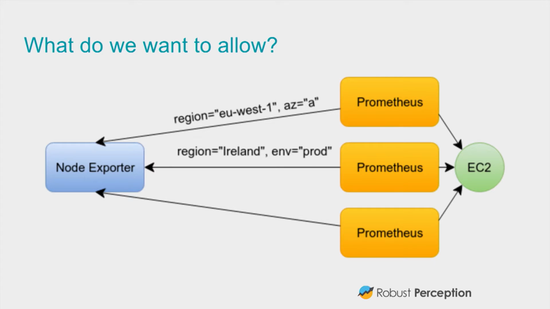Because what we want to allow is that people have different views of the world, and we want to take their view of the world and translate that into Prometheus metrics. So the exact same node exporter running on one machine could have 3 different Prometheuses, all with different views. If I'm the operations team, I know about EU West 1 and AZ equals A. And that's how I think of the world. But as some other team, what the hell is an EU West 1? It's Ireland, and that's our production environment. And that's their view of the world.